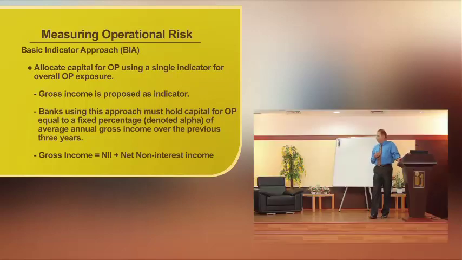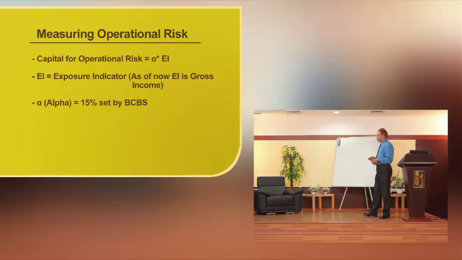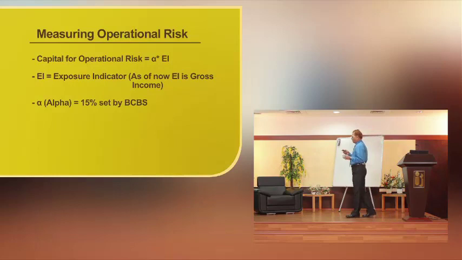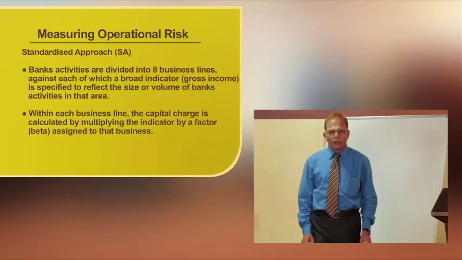Basically, when we say gross income, it's basically the net interest income and the net non-interest income. So the 15% of, sorry, I said beta, but basically it is an alpha factor. So alpha is 15%, which is set by BCBS, which is accepted and followed internationally.